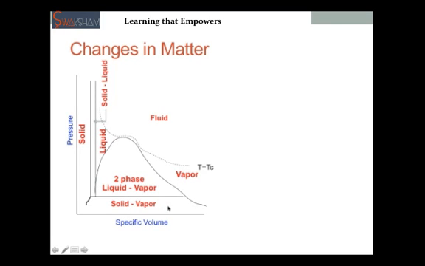Diagrams such as this, pressure specific volume diagrams or pressure temperature diagrams, give us a lot of information about the behavior of a certain material. In this case, we have expanded the liquid vapor phase behavior or the liquid vapor diagram for pressure specific volume graph to include the solid phase here, the solid to liquid phase transformation, so this is the two-phase solid to liquid, as well as the solid to vapor phase transformation.